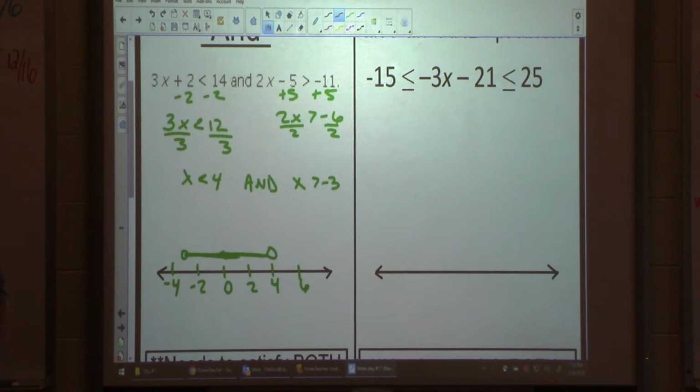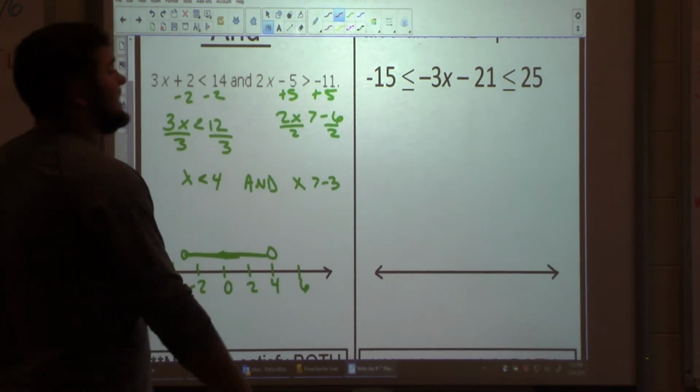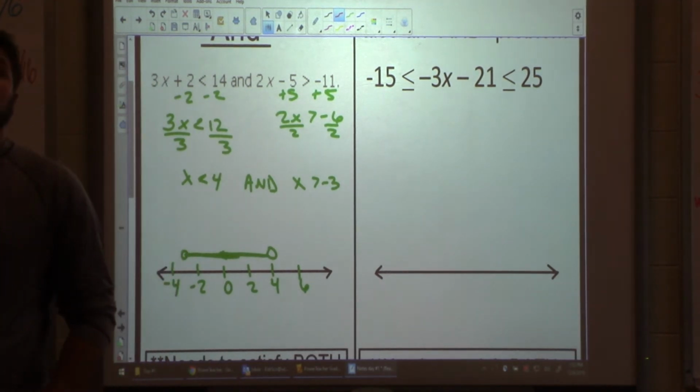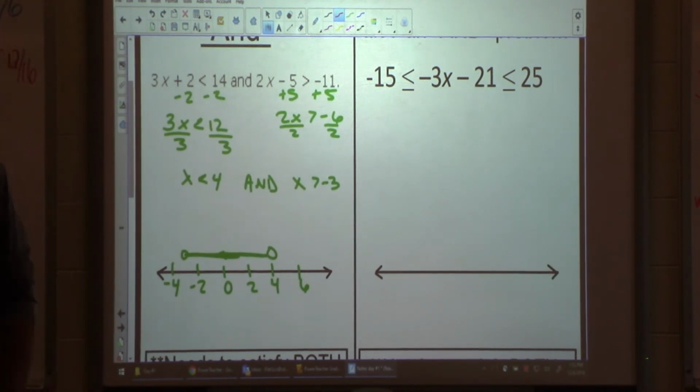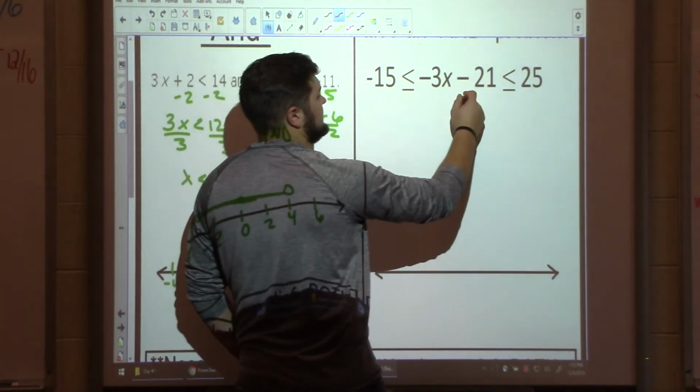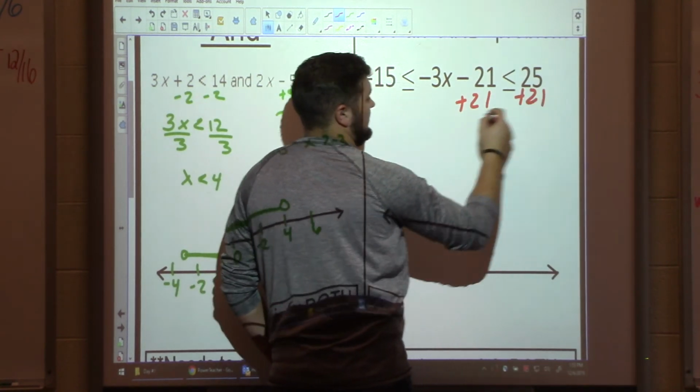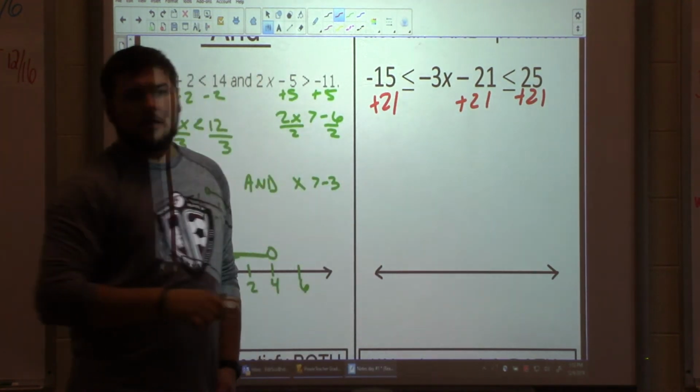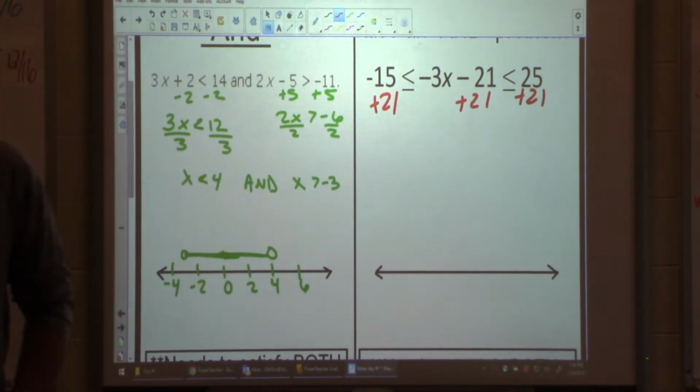Alright, negative 15 less than or equal to negative 3x minus 21 less than or equal to 25. How do I solve a compound one like this? There's two different ways to go about it, by the way. Marissa, what's the first way you think? Don't you add 21 to both, or all three? Yeah, so if you're going to solve it as a compound inequality, which is the way I prefer, if I'm going to add 21 away from x, it needs to go to all three of these. Before I do that though, what do you think the second way is? Separate them. You can separate them, right?